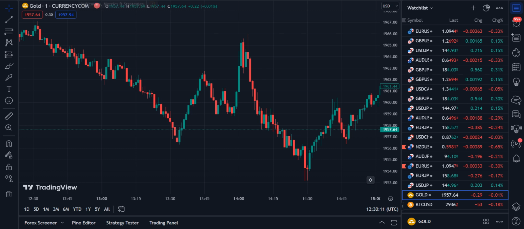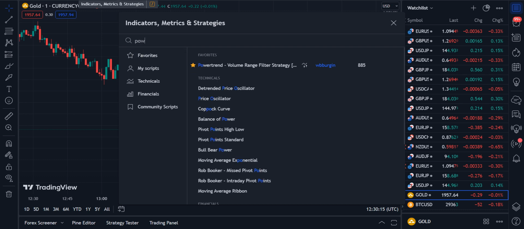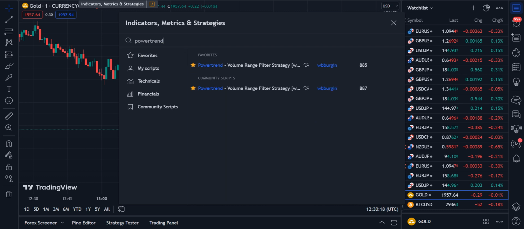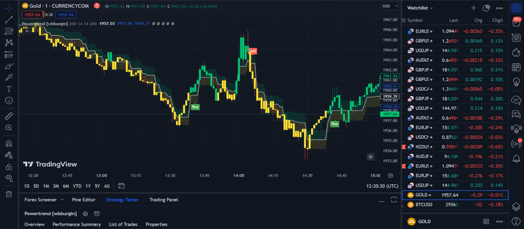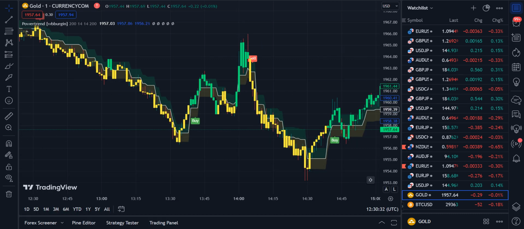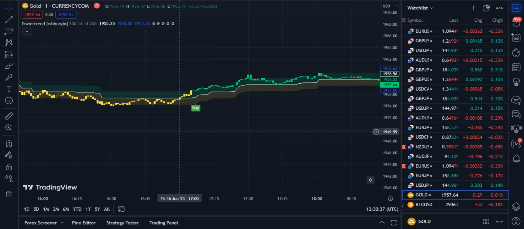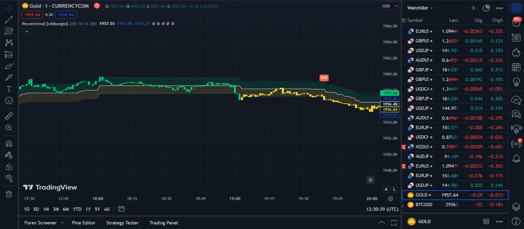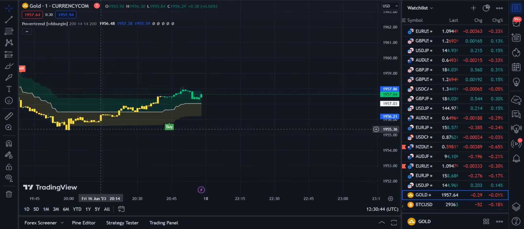And the indicators that we are going to add here, the first one is the Power Trend indicator with volume range filter strategy, and 885 traders are using this indicator. So simply click on it to add it on your chart. Here we have added it, and you can see that our chart looks like this, showing us two colors here. One is green and the other one is olive green.